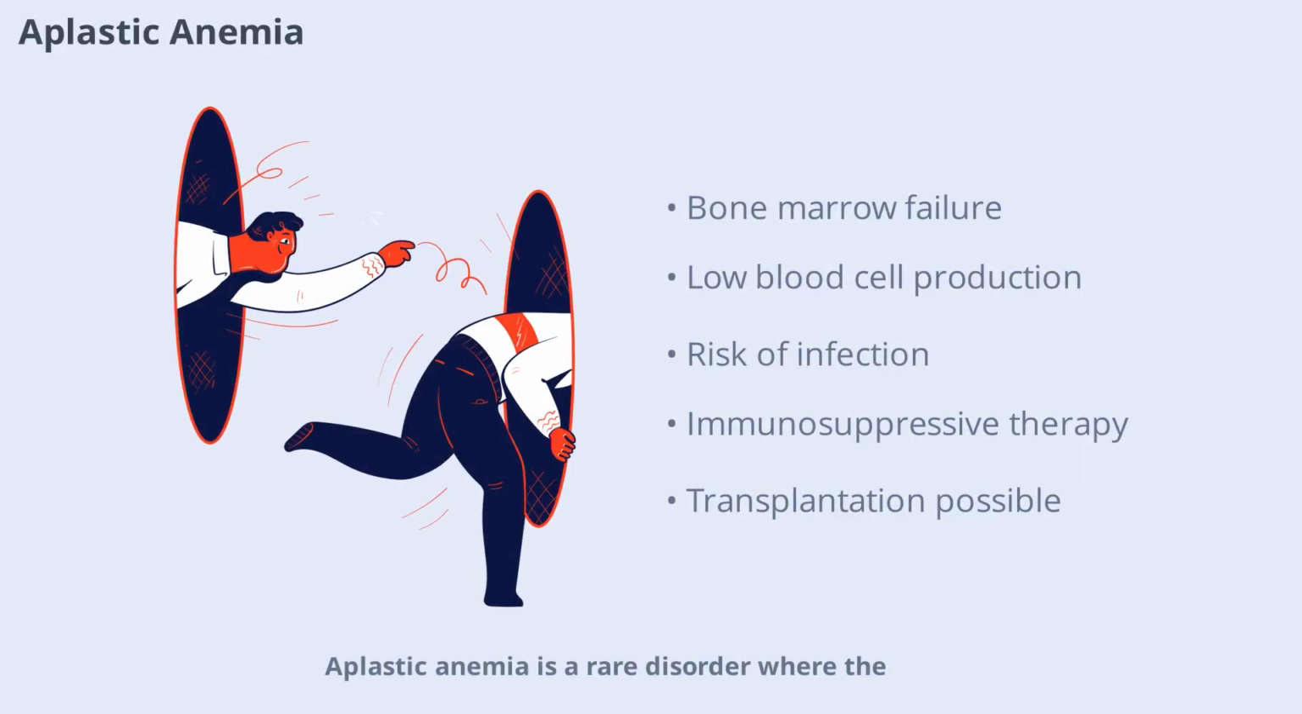Aplastic anemia is a rare disorder where the bone marrow fails to produce enough blood cells. This leads to fatigue, increased risk of infection, and bleeding. Causes can include autoimmune diseases, toxins, or certain medications. Hematology is vital for diagnosing aplastic anemia and managing treatment, which may involve immunosuppressive therapy or bone marrow transplantation. Early intervention can improve outcomes and reduce complications.